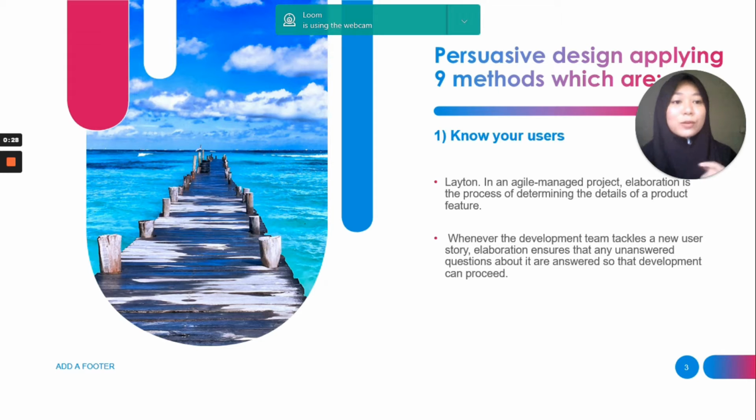Firstly, you need to know your users. In Agile managed projects, elaboration is the process of determining the details of our product features. Whenever the development team tackles a new user story, the elaboration ensures that any unanswered questions about it are answered so that development can proceed.